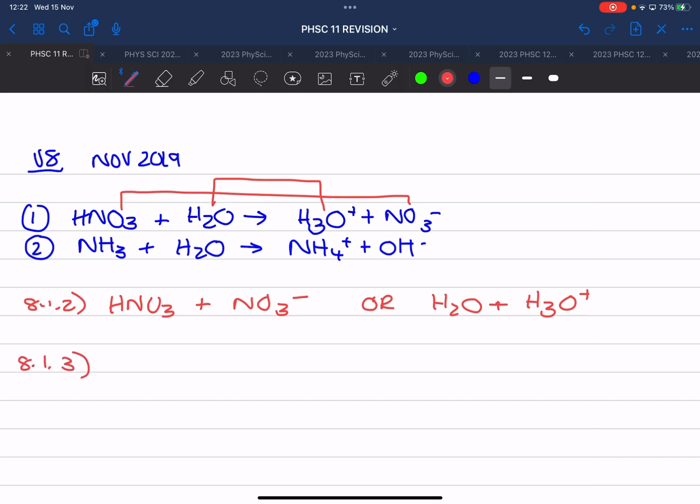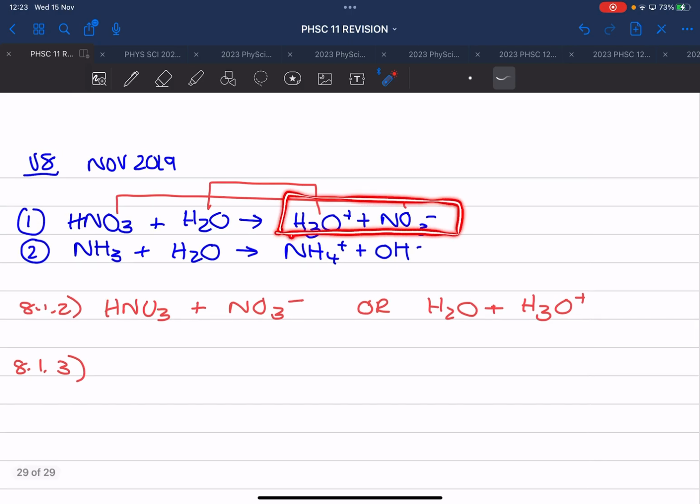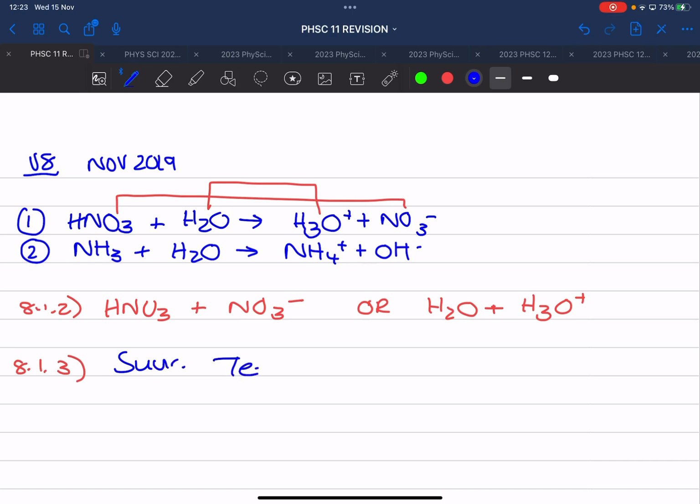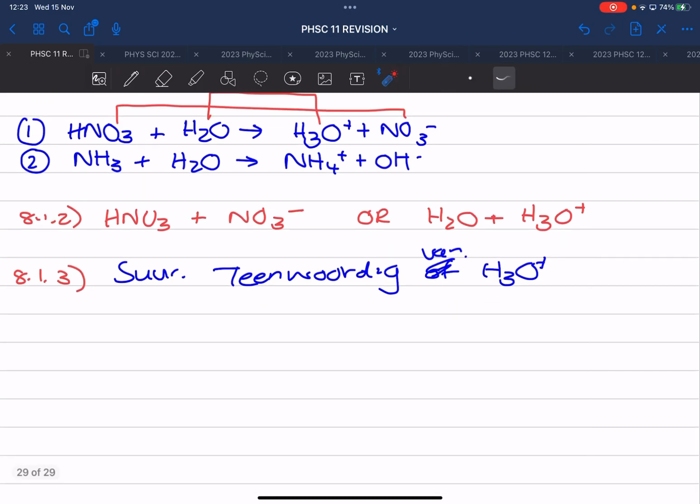8.1.3 is die oplossing gevorm in reaksie 1 'n suur of 'n basis? Gee 'n rede vir jou antwoord. So the solution that is formed is your products. Is that acidic or basic? Give a reason for your answer. Acidic, why? You see the hydronium ion. Okay, so jy gaan sê hy is suur, hoekom? Vir die teenwoordigheid van the hydronium ion, the presence of the hydronium ion.